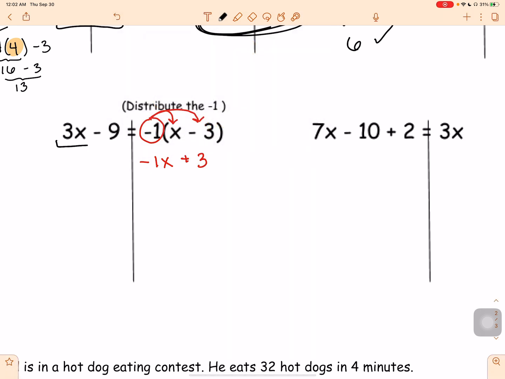And then on the left-hand side, I have no like terms, so I'm just going to rewrite it. 3x minus 9 equals negative 1x plus 3. So this is definitely a multi-step equation. There's more than just 1 or 2 steps, right?